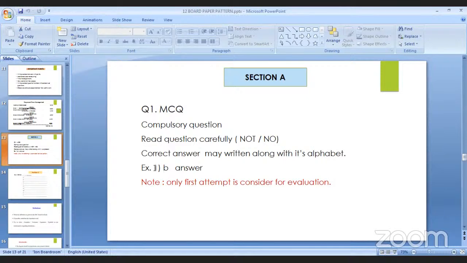You have to write like this: number, its option alphabet, and its answer. Whole fill in the blanks, no need to write. Don't waste time writing the whole fill in the blanks.